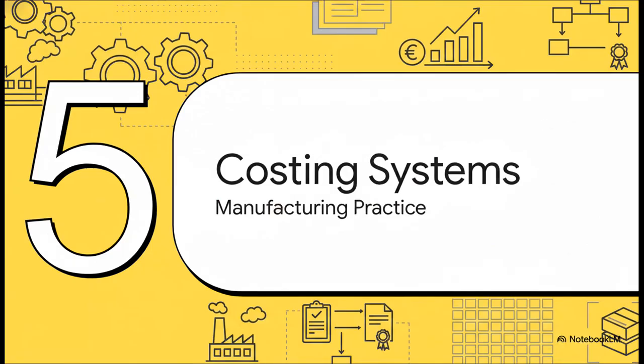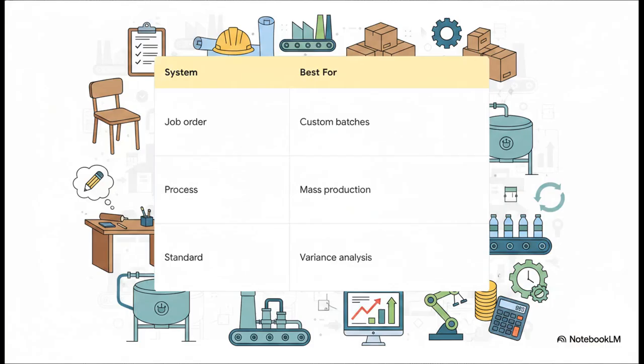Moving right along to our final segment. Section 5, Manufacturing Costing Systems. Now, companies use different systems to track all this based on their specific operations. Job order costing tracks materials, labor, and overhead for specific custom batches. Think custom furniture makers or construction projects.